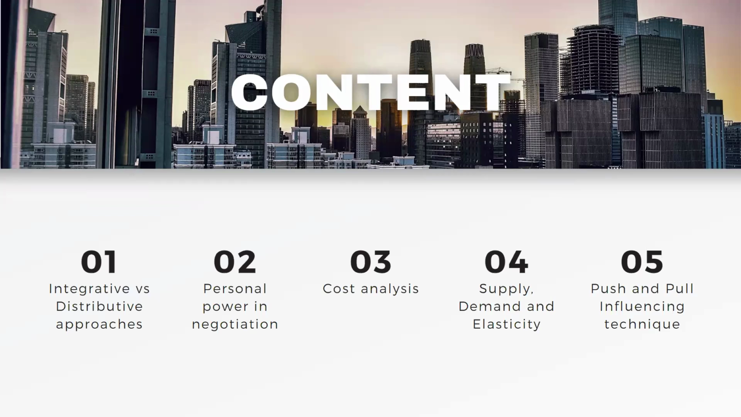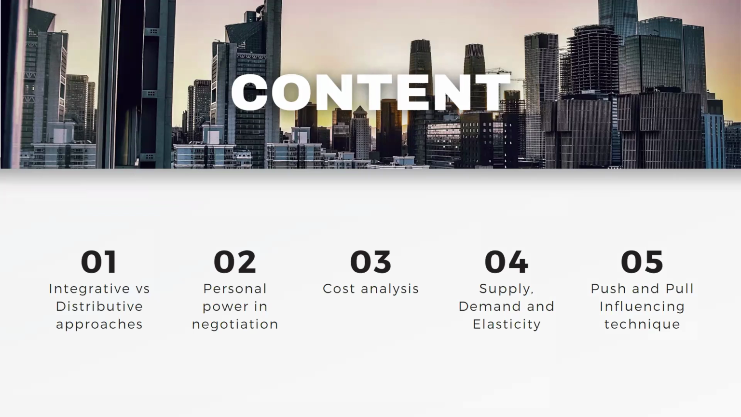The second topic, although it is just a small topic in Form 5, but the questions about this area tend to be quite plenty. You may see them typically asked in an exam. That is about personal power in negotiation.